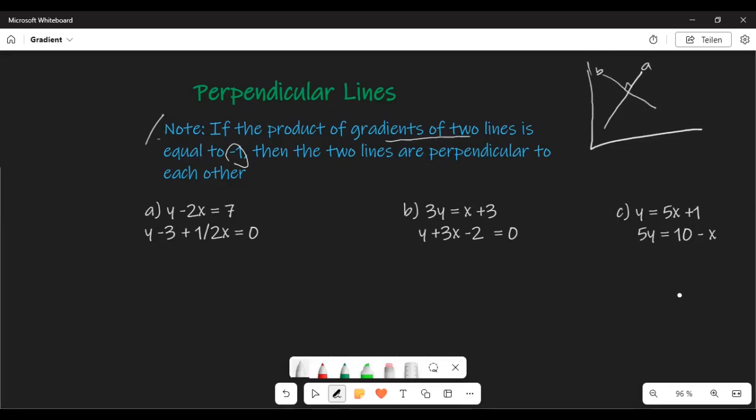Now, we have three examples here: A, B, C. We want to check by calculating and finding the product, multiplying the gradients, and see whether it's -1. If the result is -1, then they are perpendicular. You just want to know, among the three examples that we have here, whether they are lines that are perpendicular to each other or not. So now let's go to the first question.